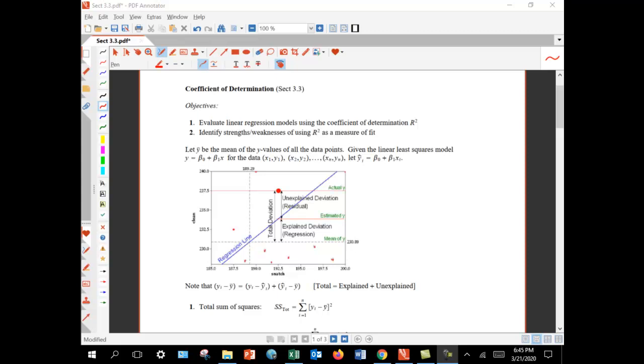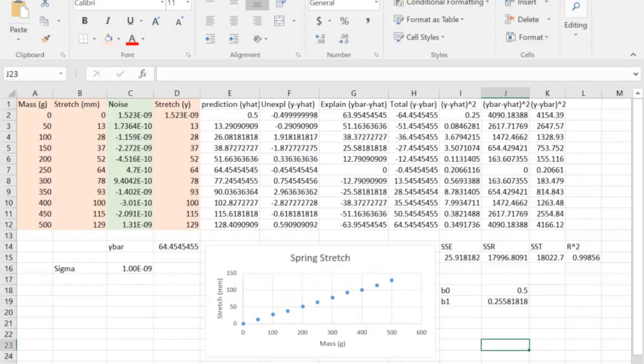Friends, this lesson is on section 3.3, coefficient of determination. It's going to use a note packet that looks like this and also an Excel spreadsheet that looks like this. Both of them are posted on Brightspace.